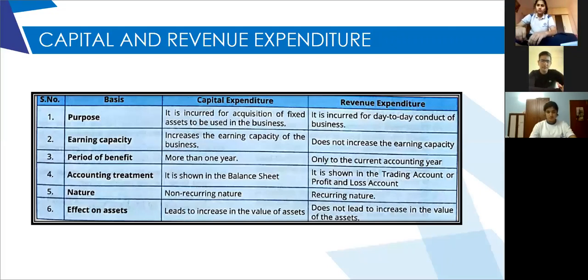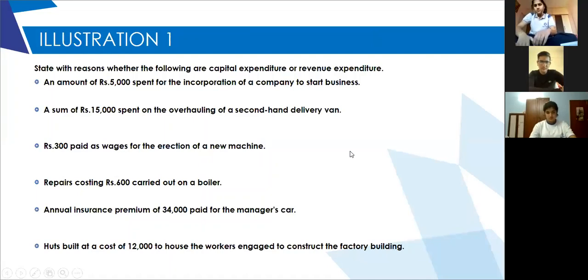Okay. Now we are going to do some illustrations which I want you to see. I'm going to ask some questions and you will tell me whether it is capital or revenue. Are you ready? Yes, ma'am. Let's start. Muskan, you'll start with the first one. Ma'am, just a minute. I have put the question on the screen. Just have a look. Yes, ma'am.